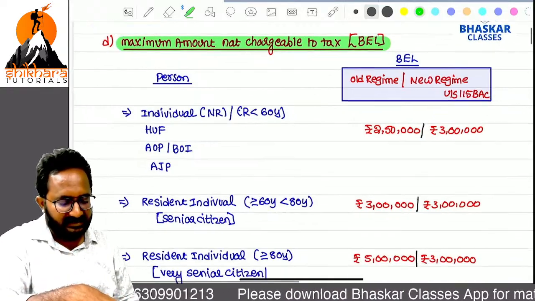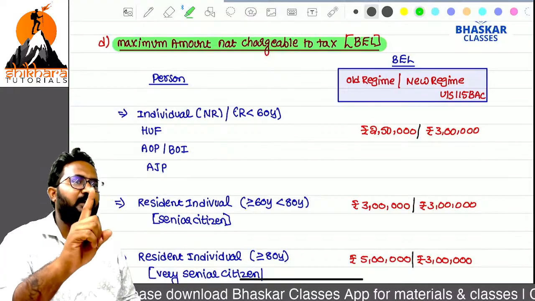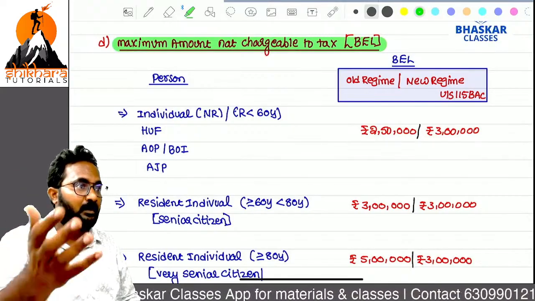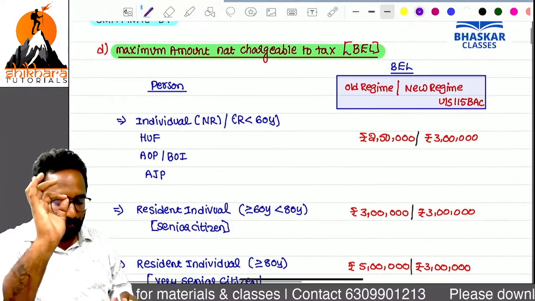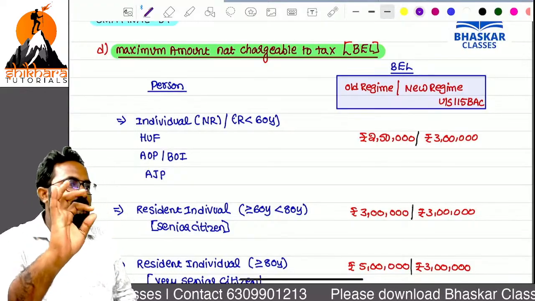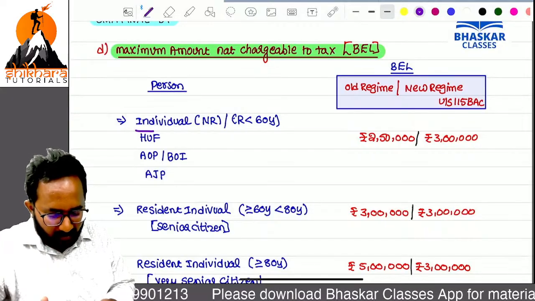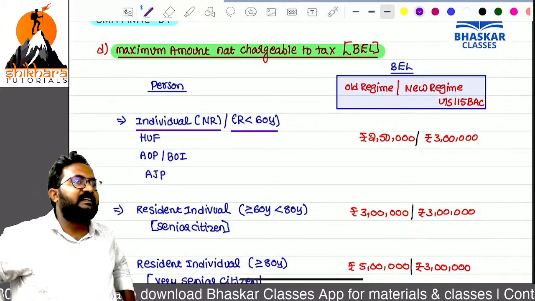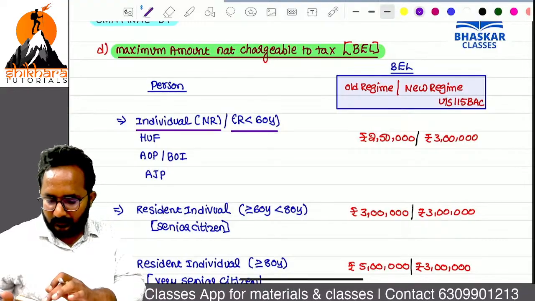We can spend more time on this discussion. Listen carefully. In the person definition, first we have an individual. That means a natural born person, may be male or female, minor or major. For that individual's tax rates, we want to know the residential status as well as age also. If you are a non-resident or a resident having an age of less than how many years? 60 years. For an individual, we need to check two things. What are the two things?